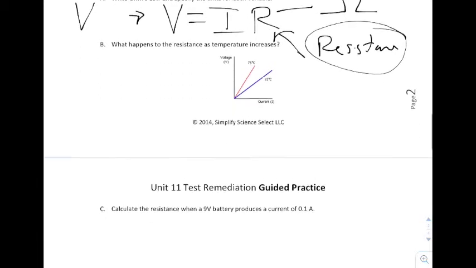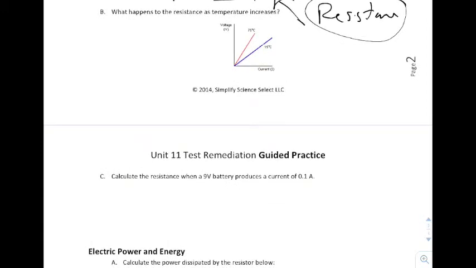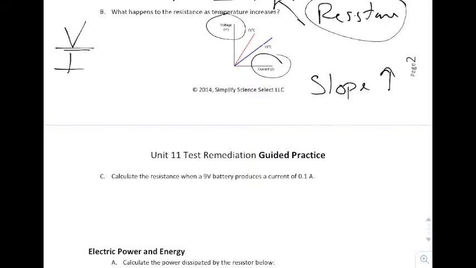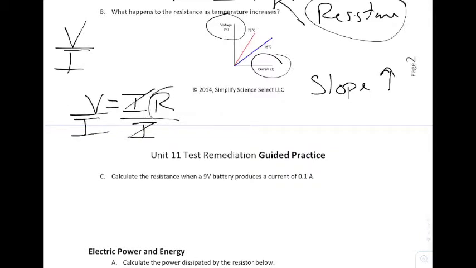So now it says what happens to the resistance as the temperature increases. So as the temperature increases, the slope increases. So you have to be real careful looking at these. If I look, the slope in this particular case is my rise over my run, which in this case is V over I. If I look at my formula, V equals IR, divide both sides by I, and I can say the resistance is equal to voltage divided by current. So when I say the slope increases, what I'm saying is that the resistance increases.